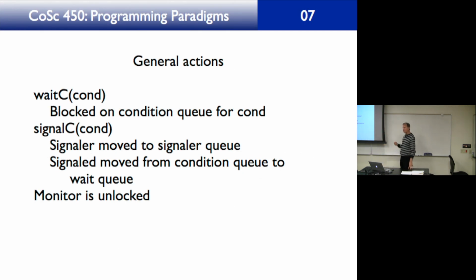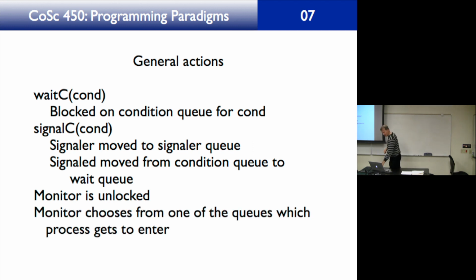And furthermore, at that point, because the signaler and the signaled have both been moved to the queues, now what do we have? What situation do we have? We have room in the monitor. Okay? We have room in the monitor, and the question is, which one is going to be picked to run? The monitor is unlocked, and the monitor chooses from one of the queues which process gets to enter. Now, does everybody see that this is what happens in general? Are you with me? So just imagine those actions.